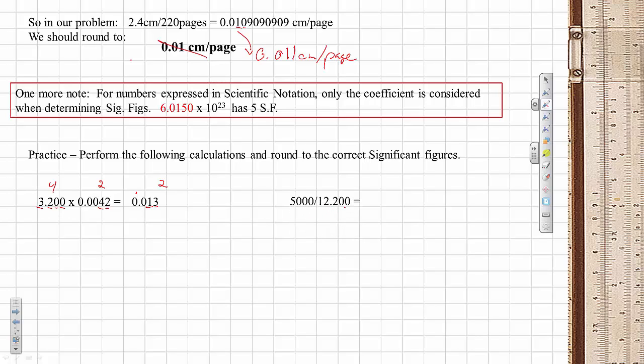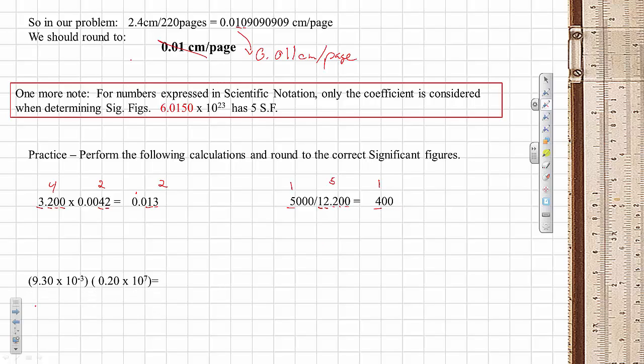5,000 divided by 12.200. You don't see a decimal here. So we've got 3 trailing zeros, but none of them are significant. We only have one here. 1 sig fig. 12.200. These trailing zeros also count, so we've got 5 sig figs. How many does our answer have? Always the least number. So what? 400. Right? We only have 1 sig fig here, and that's the 4. Be careful, don't put a decimal there. Certainly don't put a decimal point and a 0. Right? It's just 400, no decimal point.